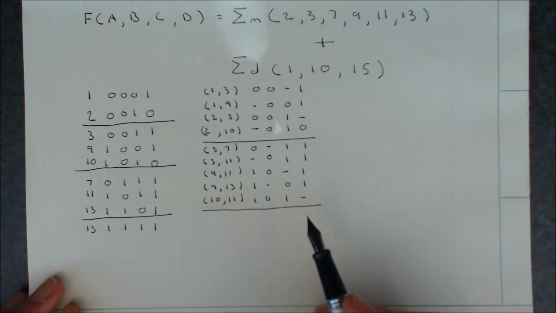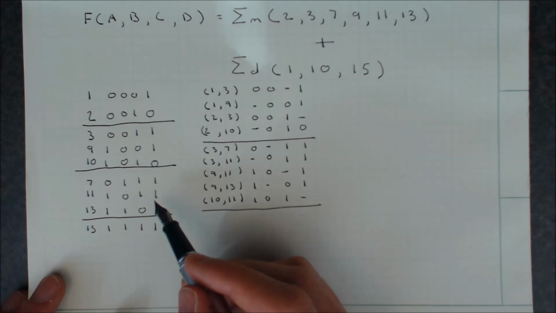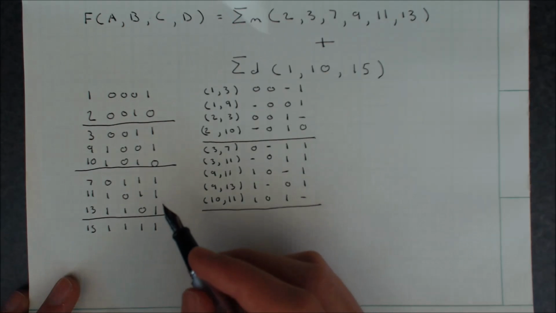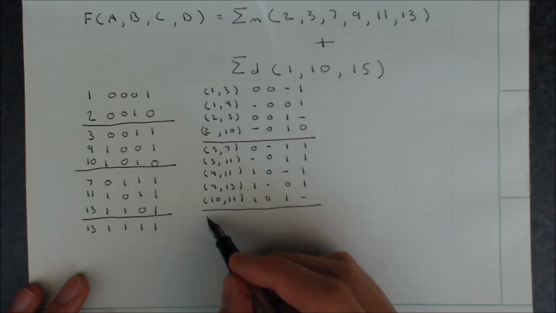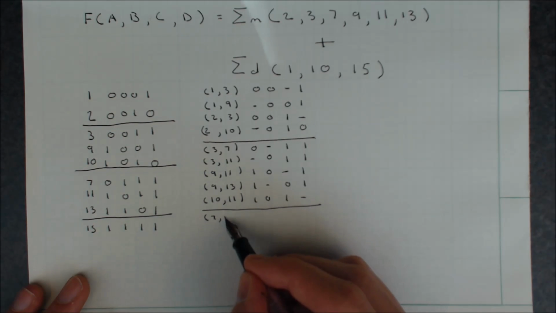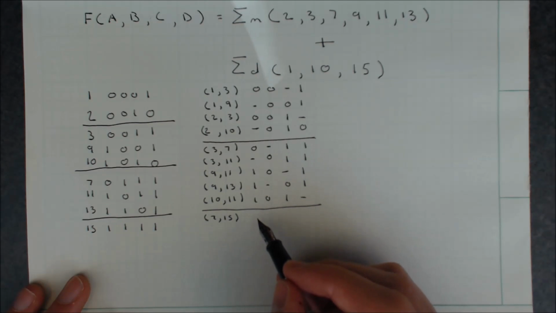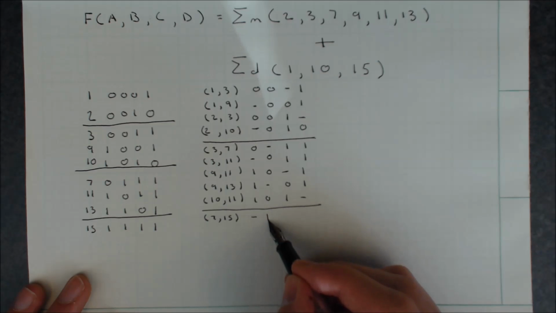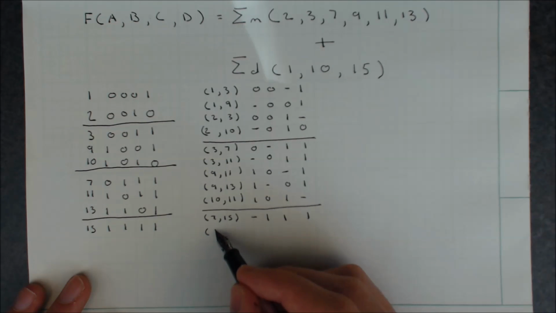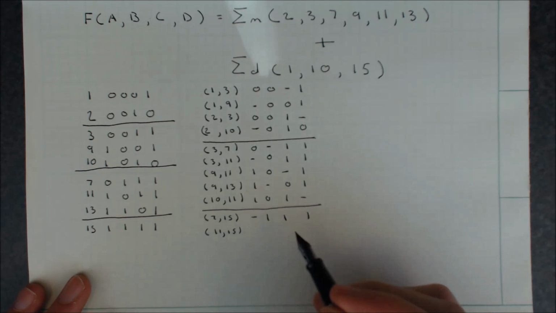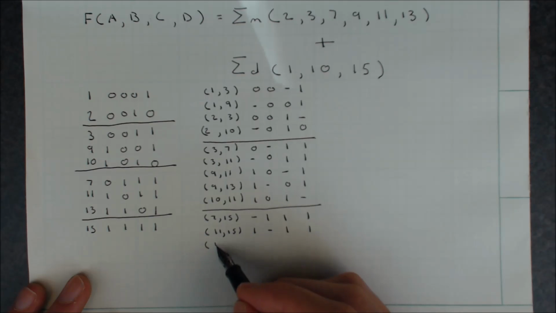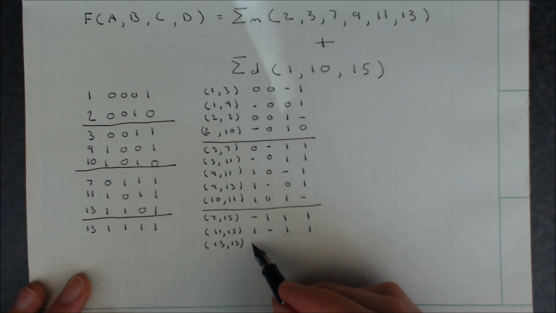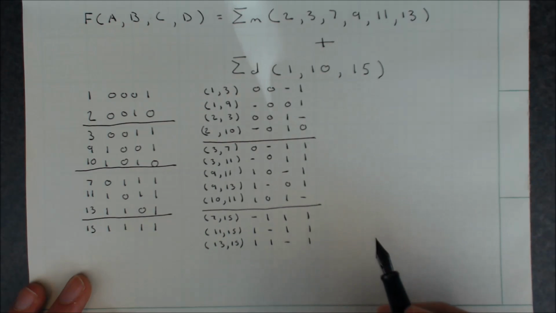So finally, we're going to look at, between the terms that have three ones in them and the only term that has four ones. And here, we'll include all of them because all of them have a single bit of difference. So we'll have the term 7, 15, which will give us dash, 1, 1, 1. We'll have the term 11, 15, which will be 1, dash, 1, 1. And then we'll have the term 13, 15, which will be 1, 1, dash, 1.